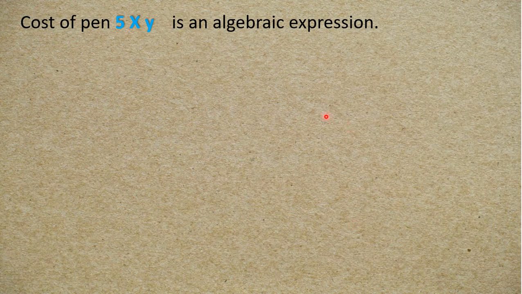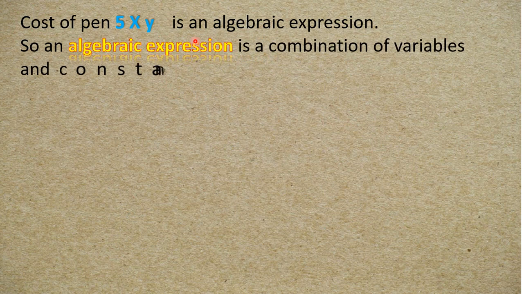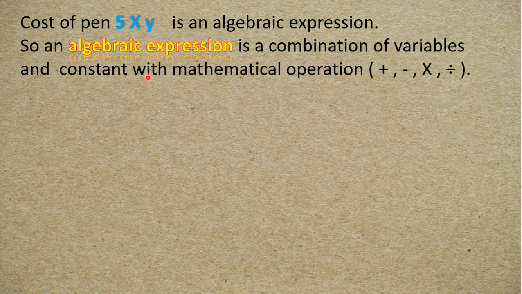So here 5 multiply y, as we learned in the previous class, is an algebraic expression. The algebraic expression is a combination of variables and constants with mathematical operations. Maybe it is plus, minus, multiply or division. So 5 into y is an algebraic expression.